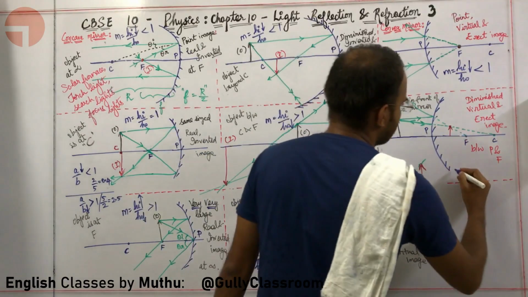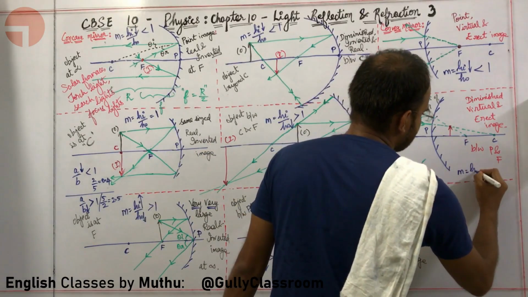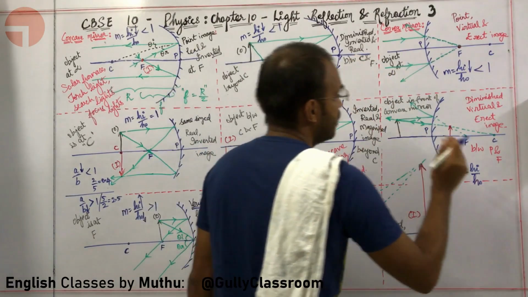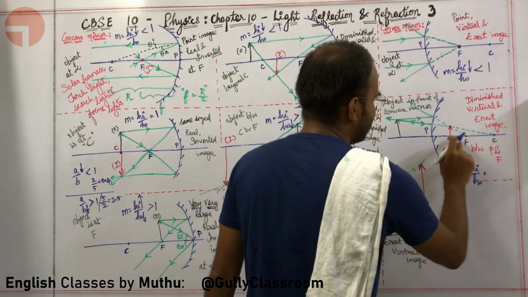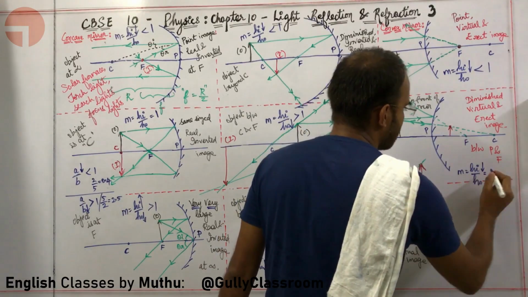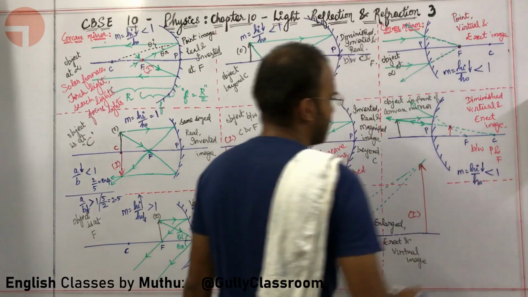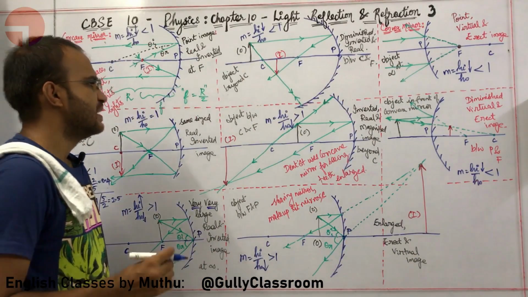What next? Once more, here magnification is nothing but hi by ho. Here I am getting a diminished image. Diminished means hi is small, the numerator is small, which means my total magnification will be lesser than 1.